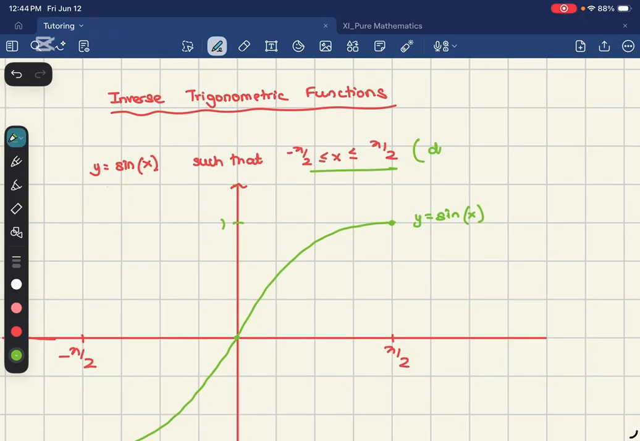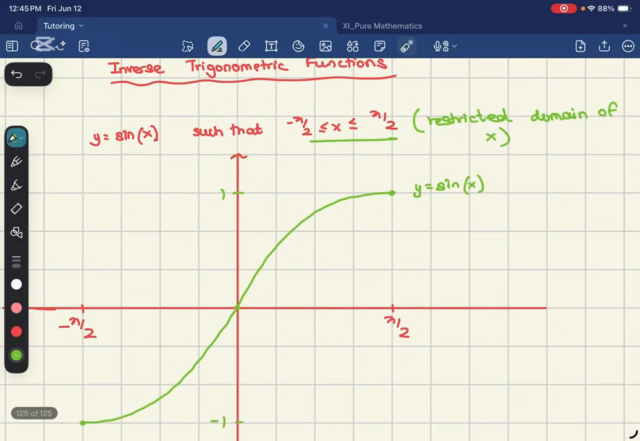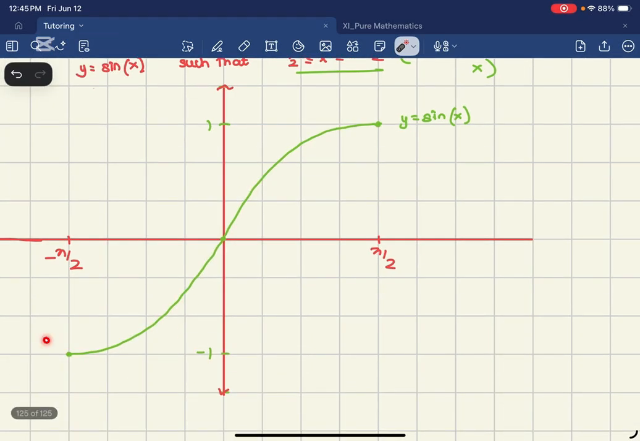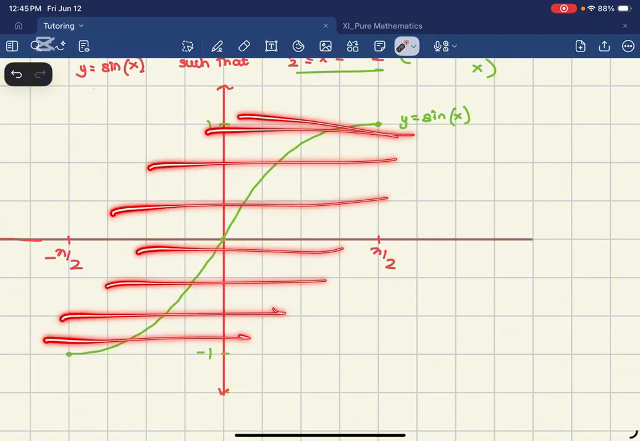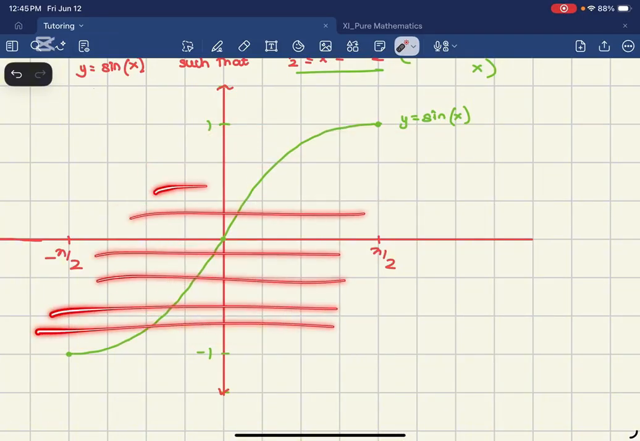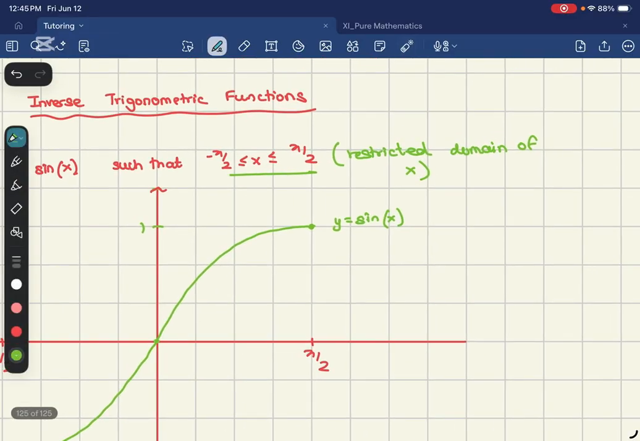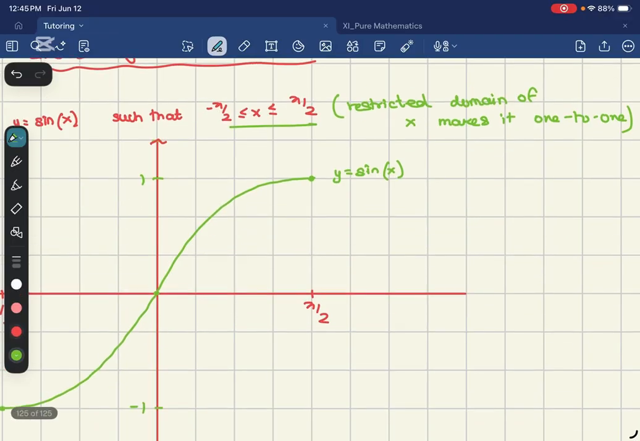This is the restricted domain of x. And now if you look at this function, it is 1-to-1 because it's always increasing, right? So this is a 1-to-1 function. It passes the horizontal line test to check if a function is 1-to-1 or not, right? If you draw a horizontal line, it only intersects the curve at one point. So this is now 1-to-1. The restricted domain of x makes it 1-to-1.